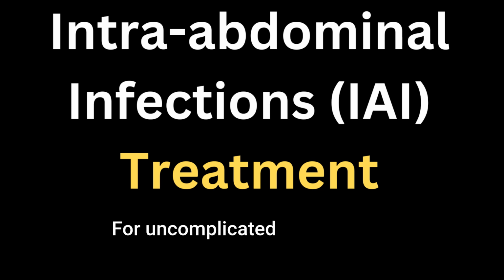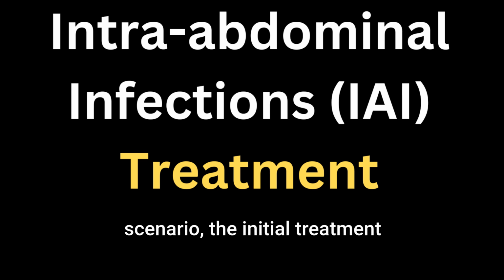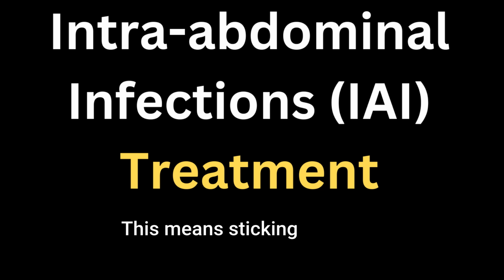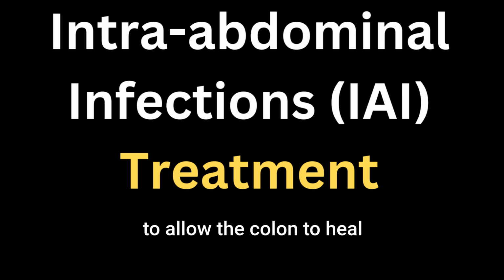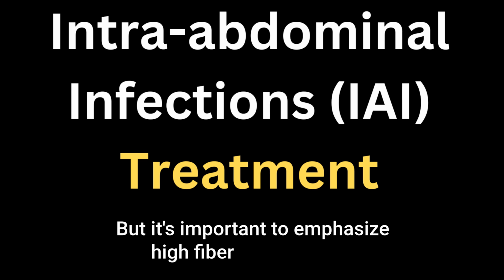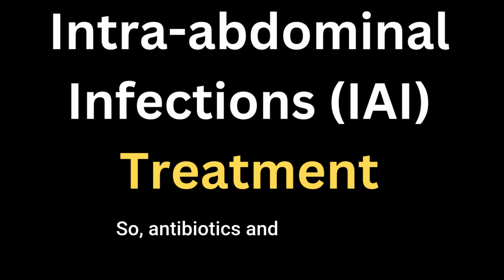For uncomplicated diverticulitis, which is the most common scenario, the initial treatment usually involves a combination of antibiotics and bowel rest. This means sticking to a clear liquid diet for a few days to allow the colon to heal and reduce inflammation. Once the symptoms improve, patients can gradually transition back to a regular diet. But it's important to emphasize high-fiber foods to help prevent future episodes. So, antibiotics and a temporary liquid diet are the first line of defense.